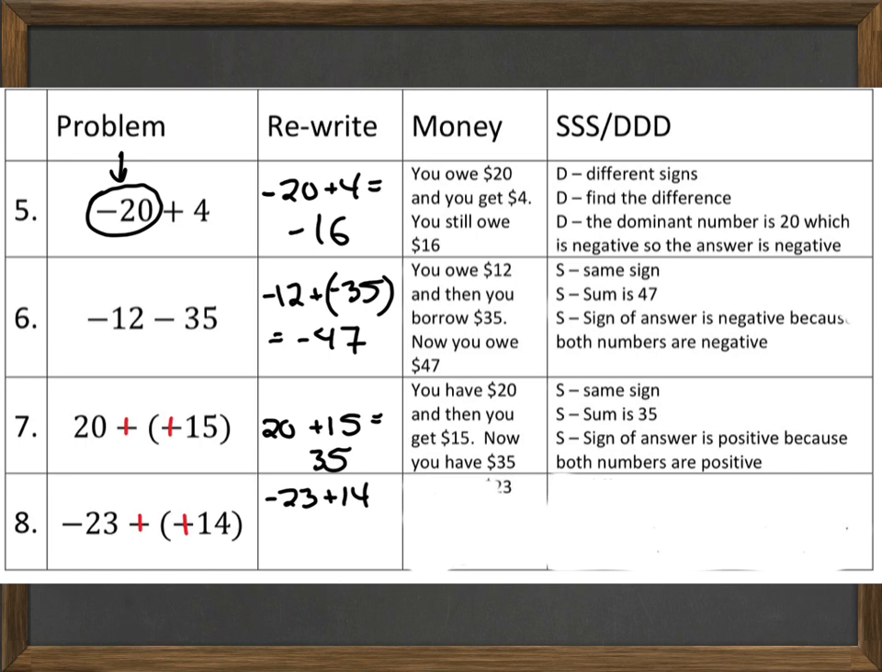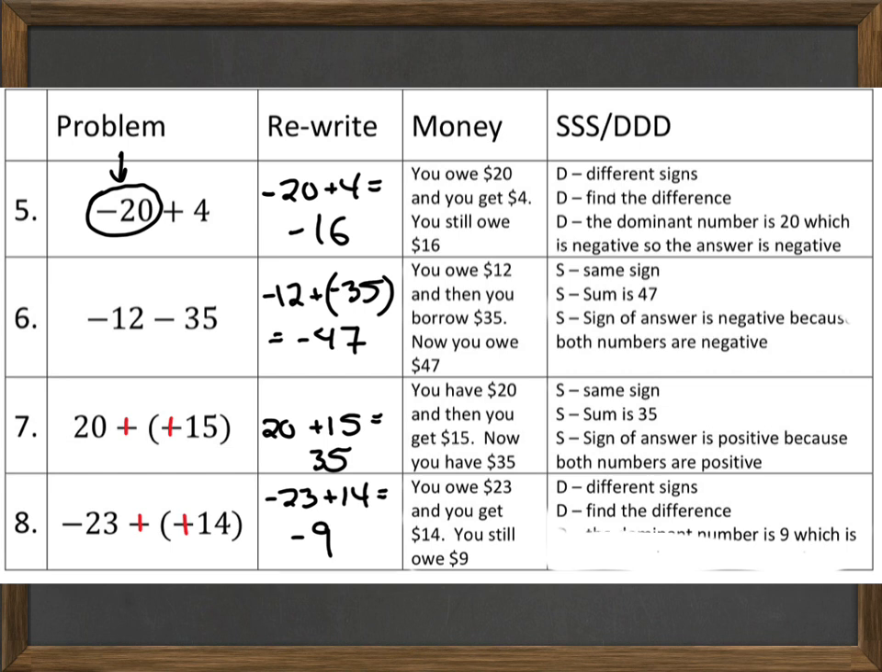Okay, then we have negative 23 plus 14. So this is like I owe $23 and I get 14. As you can see, that $14 is not going to be enough to repay my debt. In fact, I'm still going to owe $9. And the last way to understand this is that they have different signs, right? So we could just do 23 minus 14. Type it in your calculator or just do it in your head. It's 9.